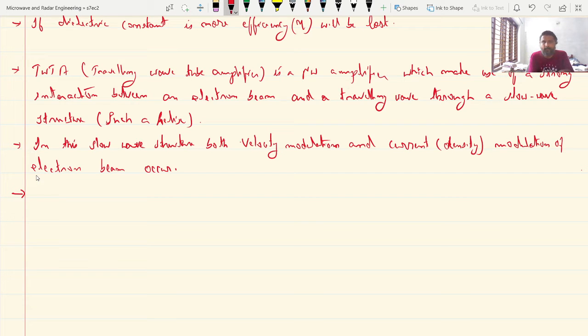So these 2 points are very important. The main thing inside the traveling wave tube is nothing but a microwave amplifier, which makes use of a strong interaction between the electron beam and a traveling wave through a slow wave structure. In the slow wave structure, both velocity modulation and current modulation of the electron beam will be occurring, and we will take the amplified signal out through the helix structure.